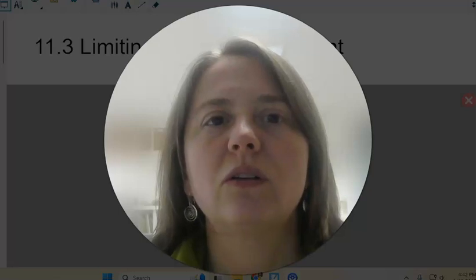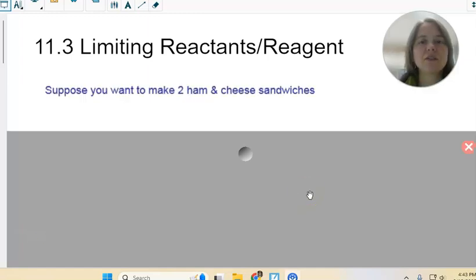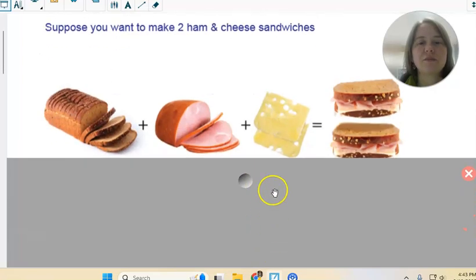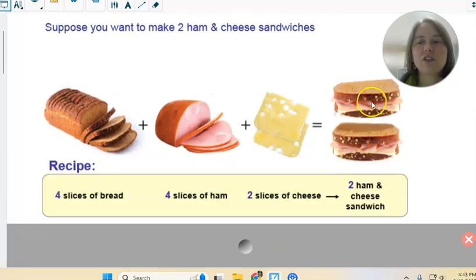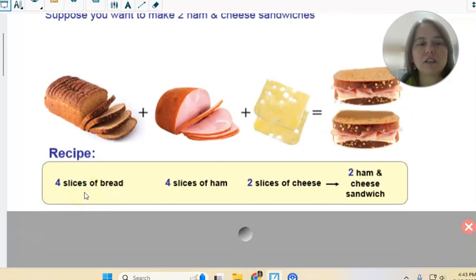Today we're going to talk about limiting factors, or limiting reactants, which you might also hear called limiting reagents. So let's talk about sandwiches. Suppose you want to make 2 ham and cheese sandwiches. For each sandwich, you're going to need 2 slices of bread, 2 slices of ham, and 1 slice of cheese. So if you want to make 2 of them, you would need 4 slices of bread, 4 slices of ham, 2 slices of cheese.